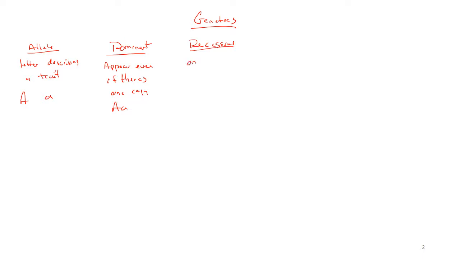Recessive only appears if 2 copies are present. So the only way you'll ever see a recessive trait show up in the population is if we have little letter, little letter. Does that make sense?